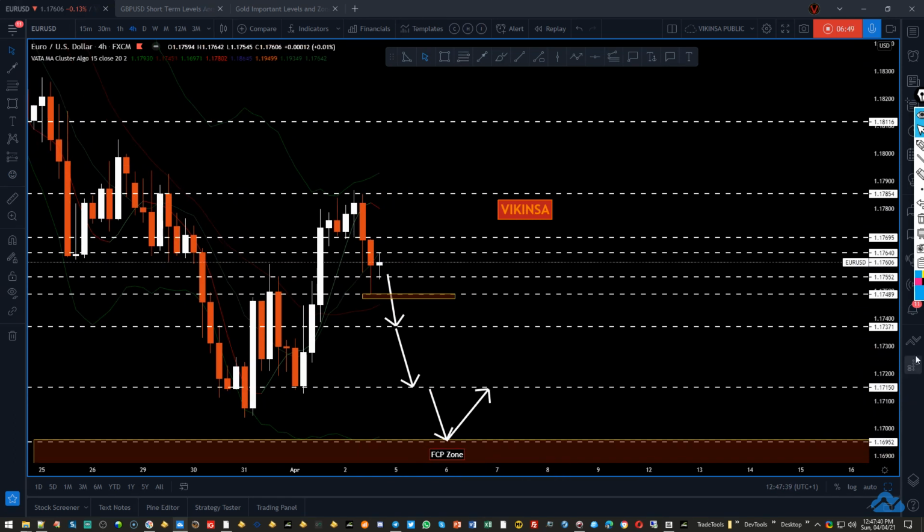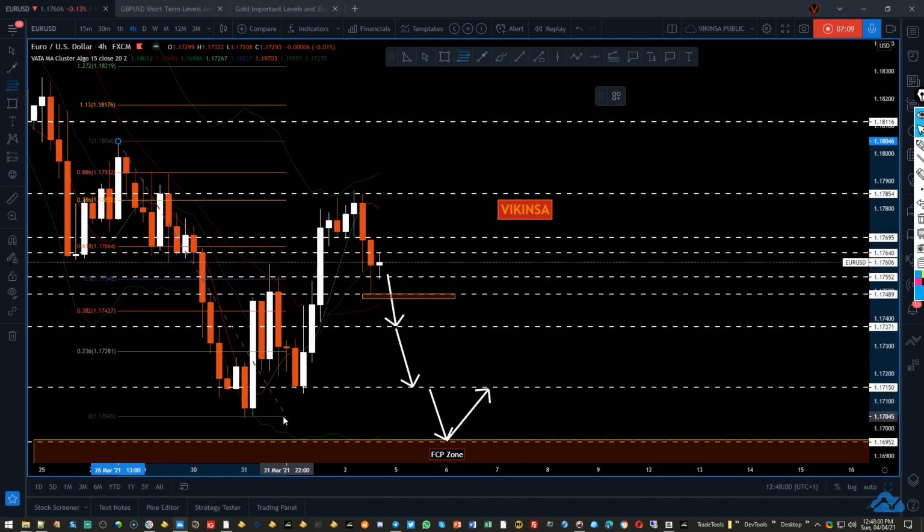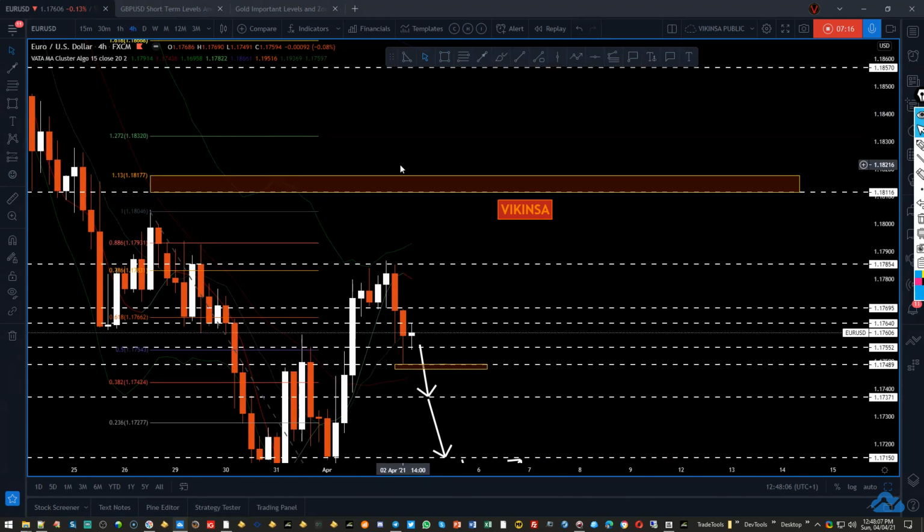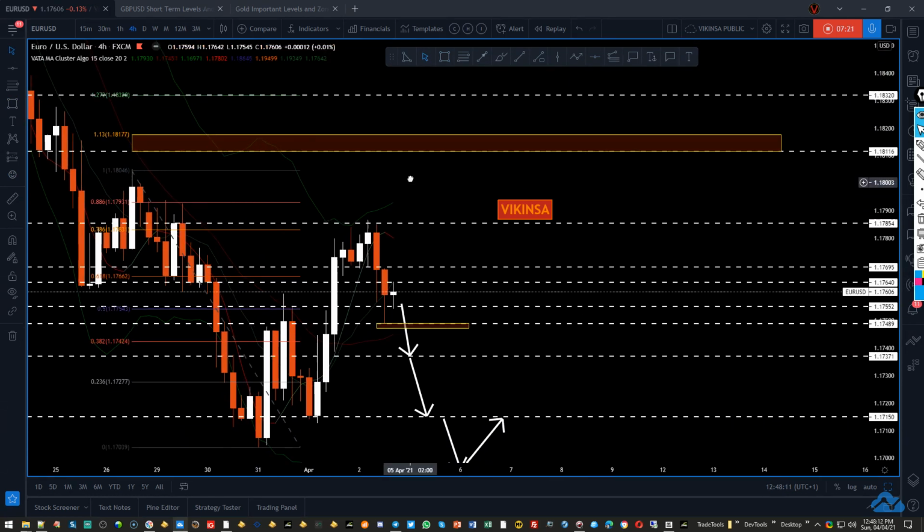Another thing which is happening here is that we have a possible bigger W pattern forming, which can push the price back up. So if that is the case, then we should still be able to measure it and approximately find that target. Even though this has not actually completed its last leg, we can still see where it could go to. So this is the FCP zone that we have got here, and then we have one level around here, which is also very important.